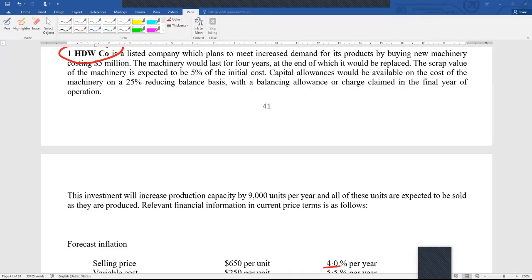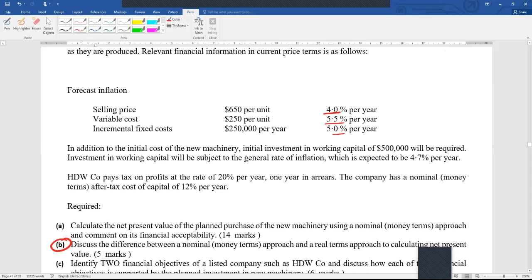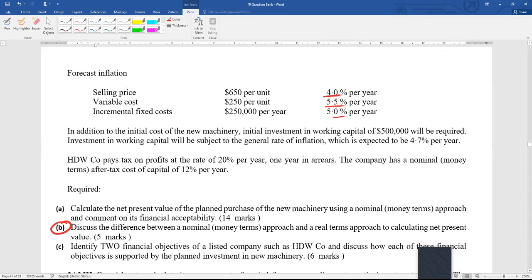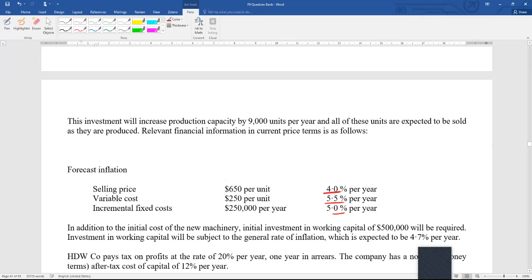I suppose you have gone through the question, so we can attempt to do it together. As required, we need the NPV of the planned purchase of the machinery using the nominal term approach, and of course we comment on its financial acceptability. So let's attempt to do it together.